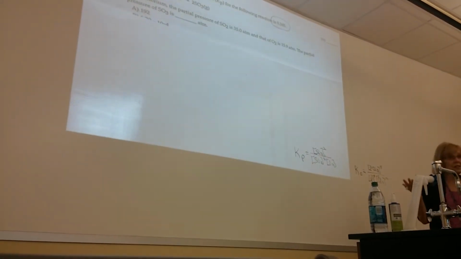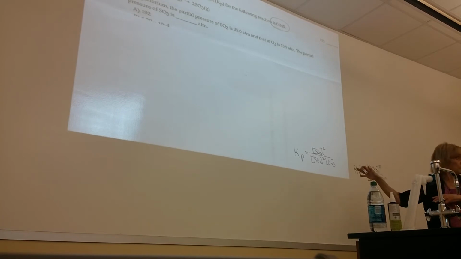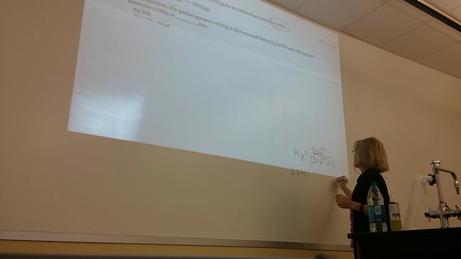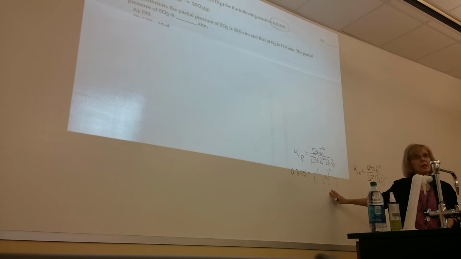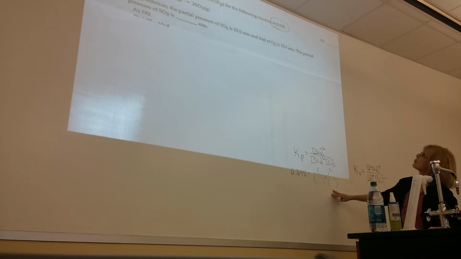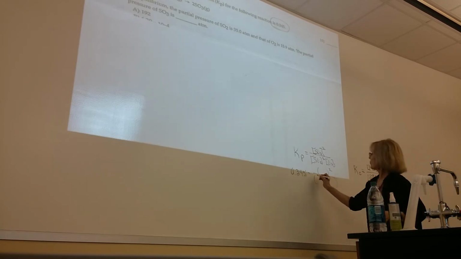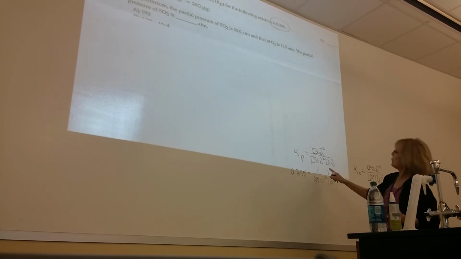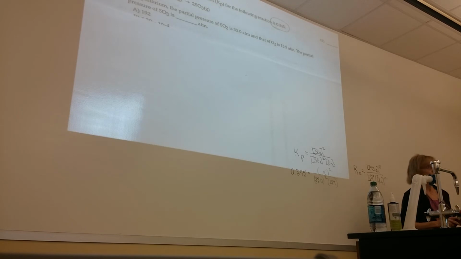Now since they didn't say initial, then probably they give us everything but one of these things. And so, let's see, Kp, 0.345. And when you're doing Kp problems, you always want to use atmospheres. I don't think I've ever seen it as a trick that they give you torr and you have to switch it to atmospheres. So let's see. SO2 is 35. There we go. And O2 is 15.9. And we want to know SO3, so call it X. You just got yourself a little algebra problem.